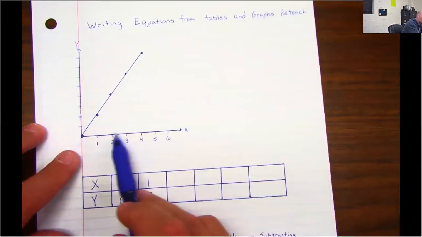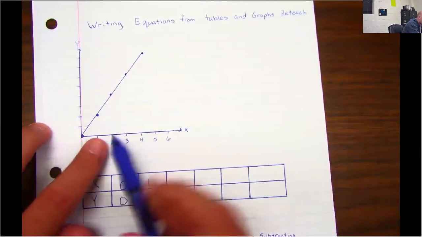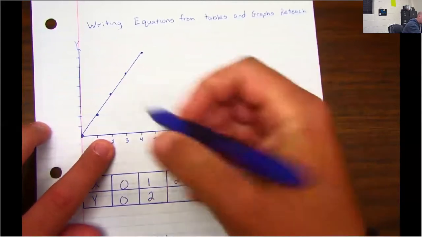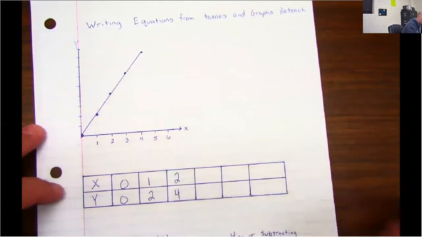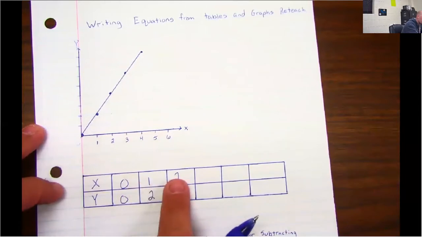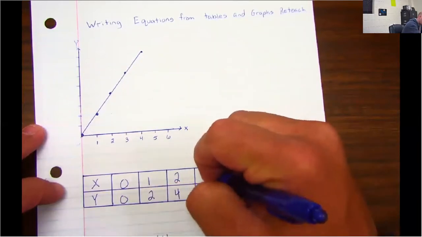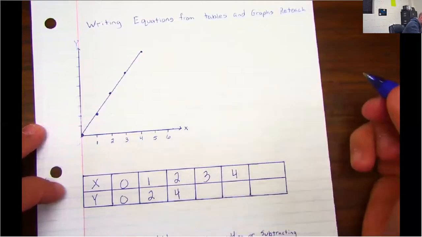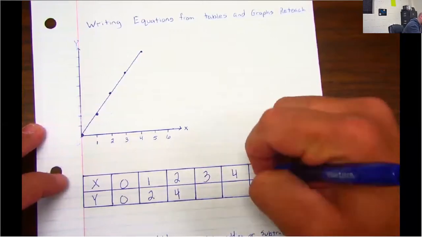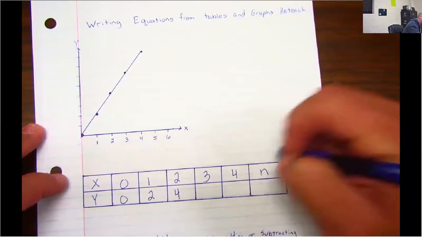Next point, I went 2 on the x-axis, 1, 2, 3, 4 on the y-axis. Well, guys, can't I just follow the pattern? 0, 1, 2, 3, 4. I'm going to stop right there. This next one is going to be called N.